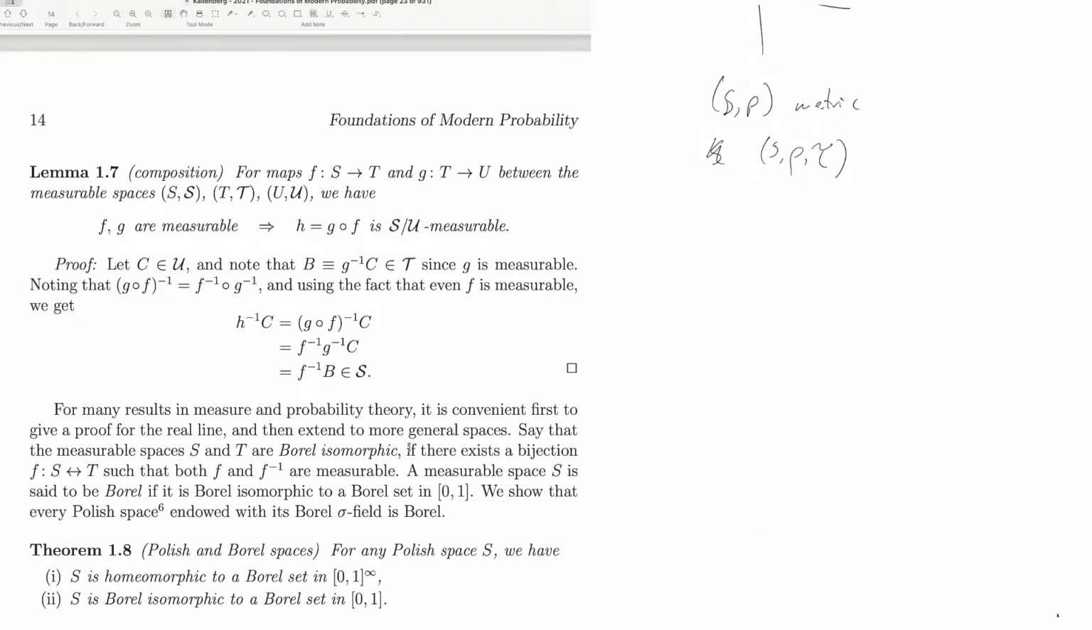For many results in probability theory, it is convenient to first give a proof for the real line, then extend to more general spaces. Say that measurable spaces S and T are Borel isomorphic if there exists a bijection such that both f and f inverse are measurable. Yeah, bijection is important here, I think it's important.